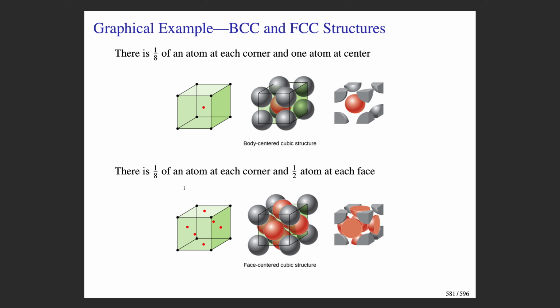For the face-centered cubic, it's a little bit different, right? You've got the 4 atoms at the corner, so each corner contributes 1/8 of an atom. But then the atoms that are at the faces each contribute a half atom, right? So there would be 1 for the corners, 2, 3, a total of 4 atoms within the unit cell.